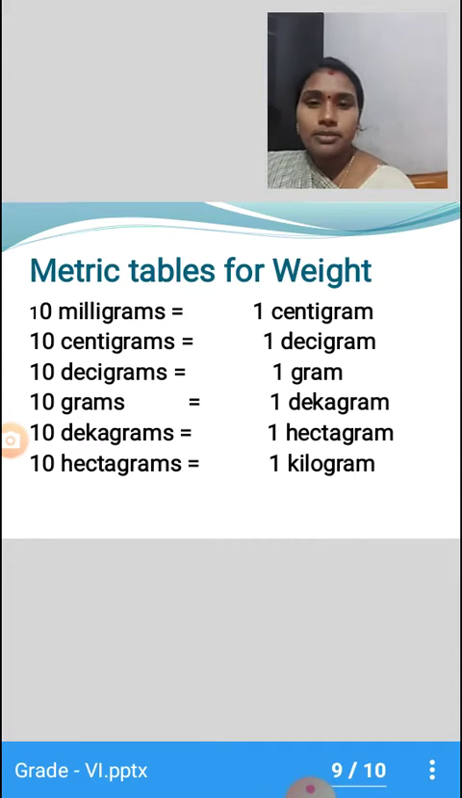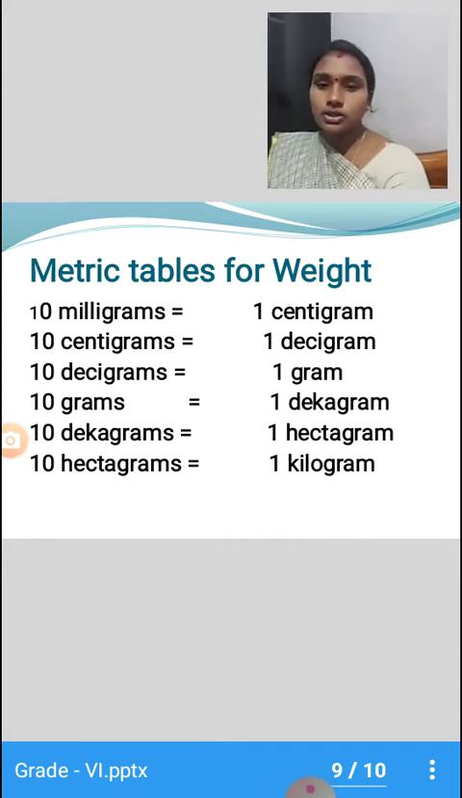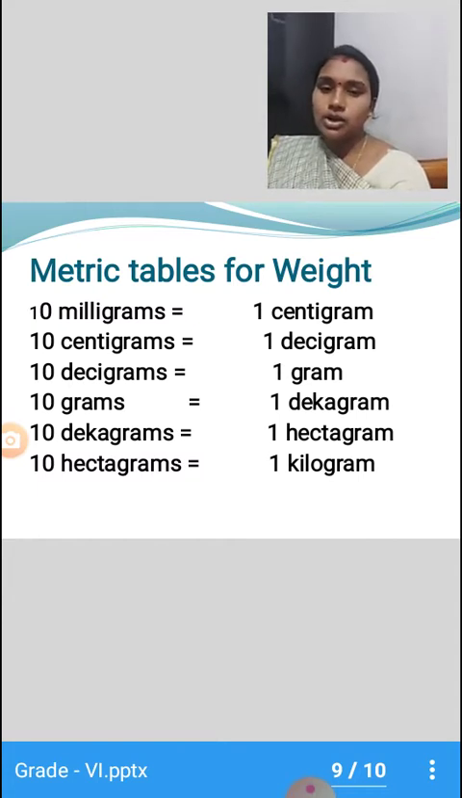10 milligrams is equal to 1 centigram. 10 centigrams is equal to 1 decigram.